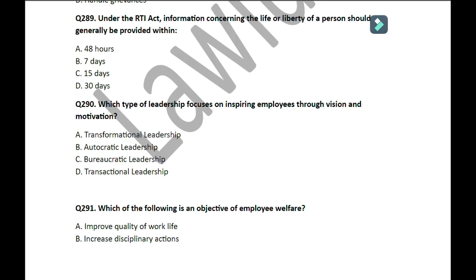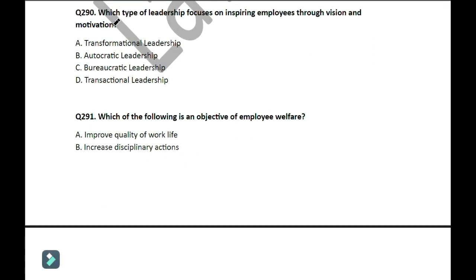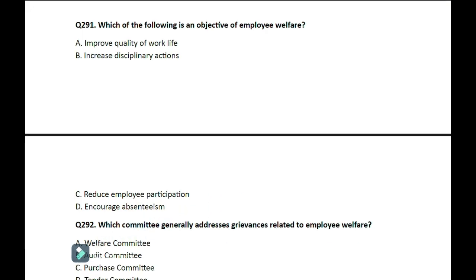Question number 289. Under the RTI Act, information concerning the life or liberty of a person should generally be provided within. So it is provided within 48 hours. So move on to the next question. Question number 290. Which type of leadership focuses on inspiring employees through vision and motivation? So here the correct answer is transformational leadership.